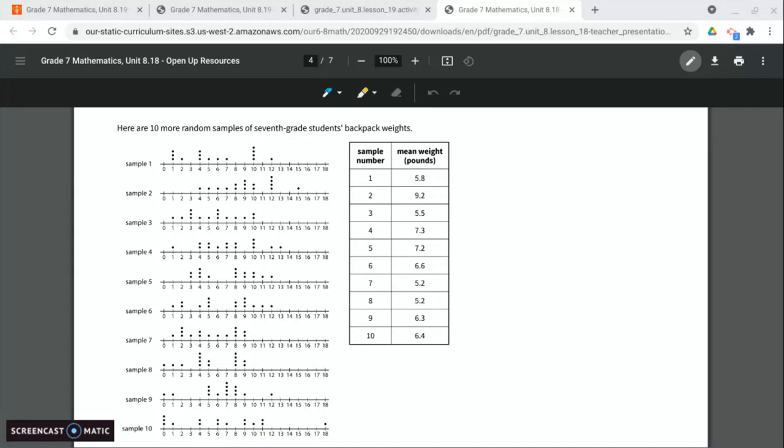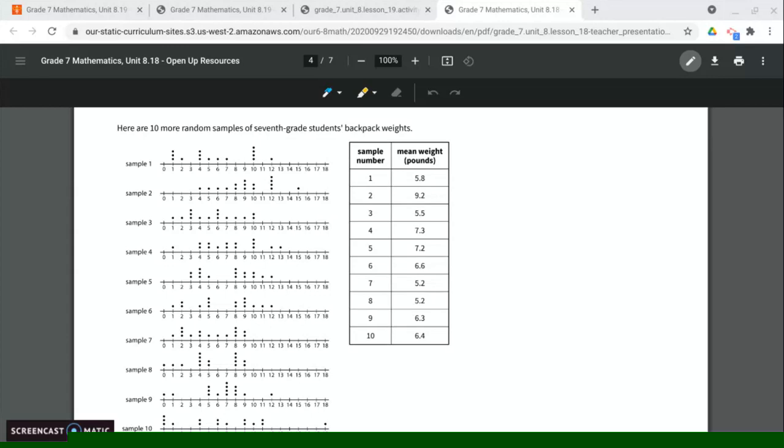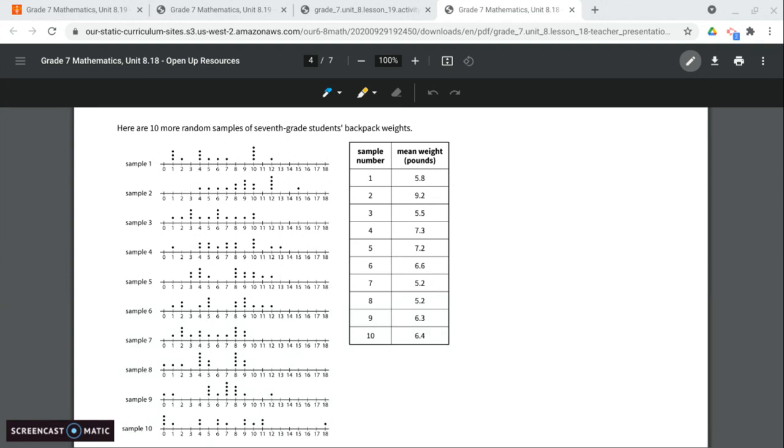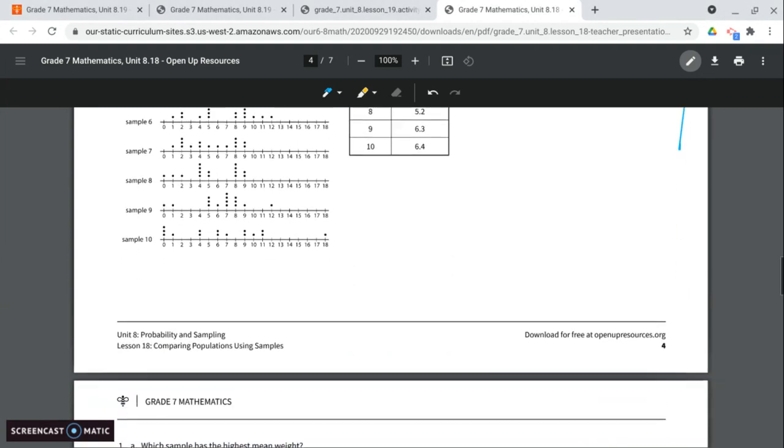Hi guys, welcome back. So what we're looking at today is lesson 18, comparing populations using samples. So here are 10 random samples of 7th grade students' backpack weights. We've got all these different samples. There's definitely some variability here. Some of them go all the way up to 18, whereas others never get higher than 9. So we've got a lot of variability here within our set.